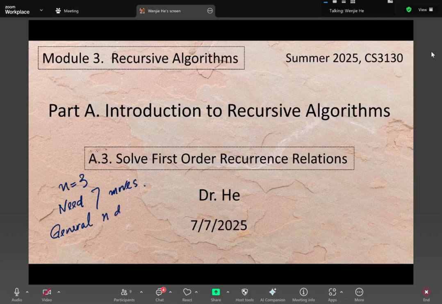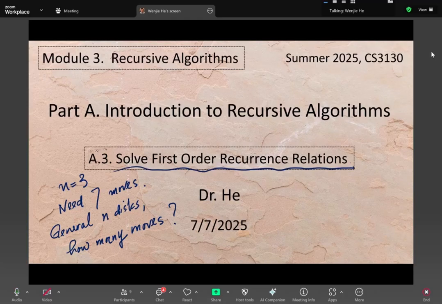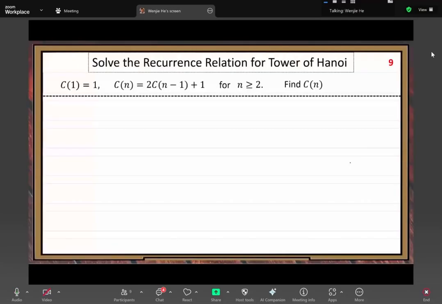Now, for the general n disks problem, we want to know how many moves. What's that formula for the number of moves? We want to know that. To get that answer, we need to solve first order recurrence relations. All right, so let me show you the equation first. We need to derive that recurrence relation for the number of moves.